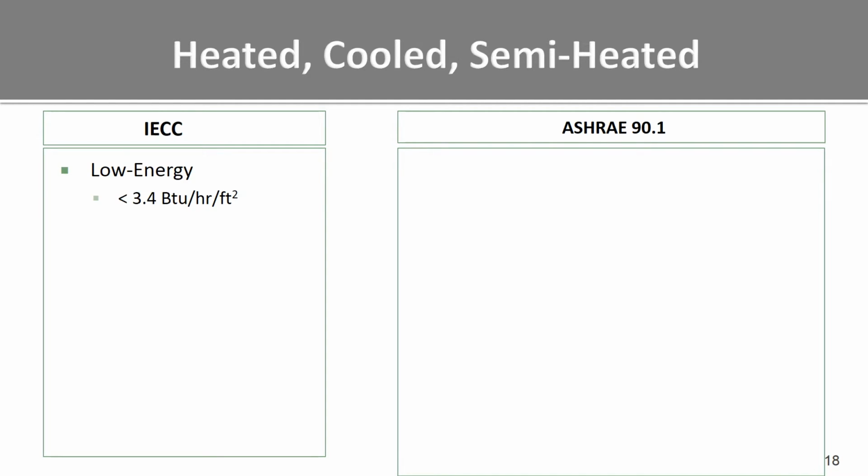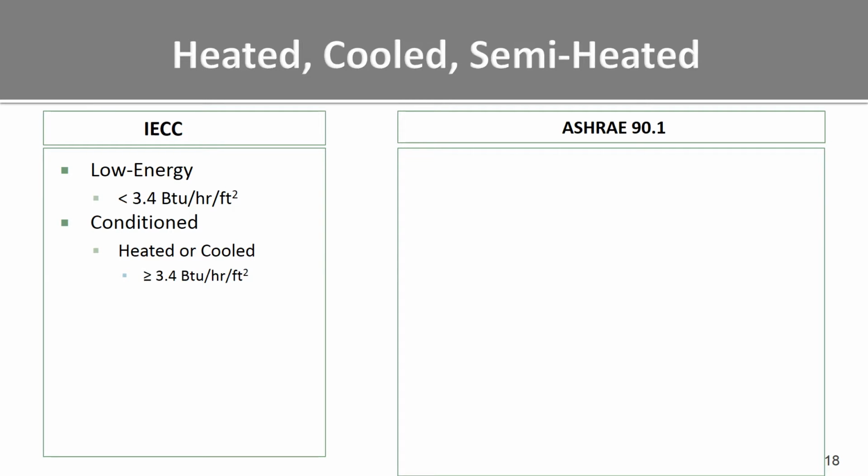A little bit more about space conditioning types and how they're defined. And the IECC keeps it simple. In fact, anything less than 3.4 BTUs per hour per square foot of heating capacity of the HVAC system would be considered a low energy building. And then you are exempt from the building envelope provisions. However, you still need to meet the mechanical, service water, and electrical provisions.